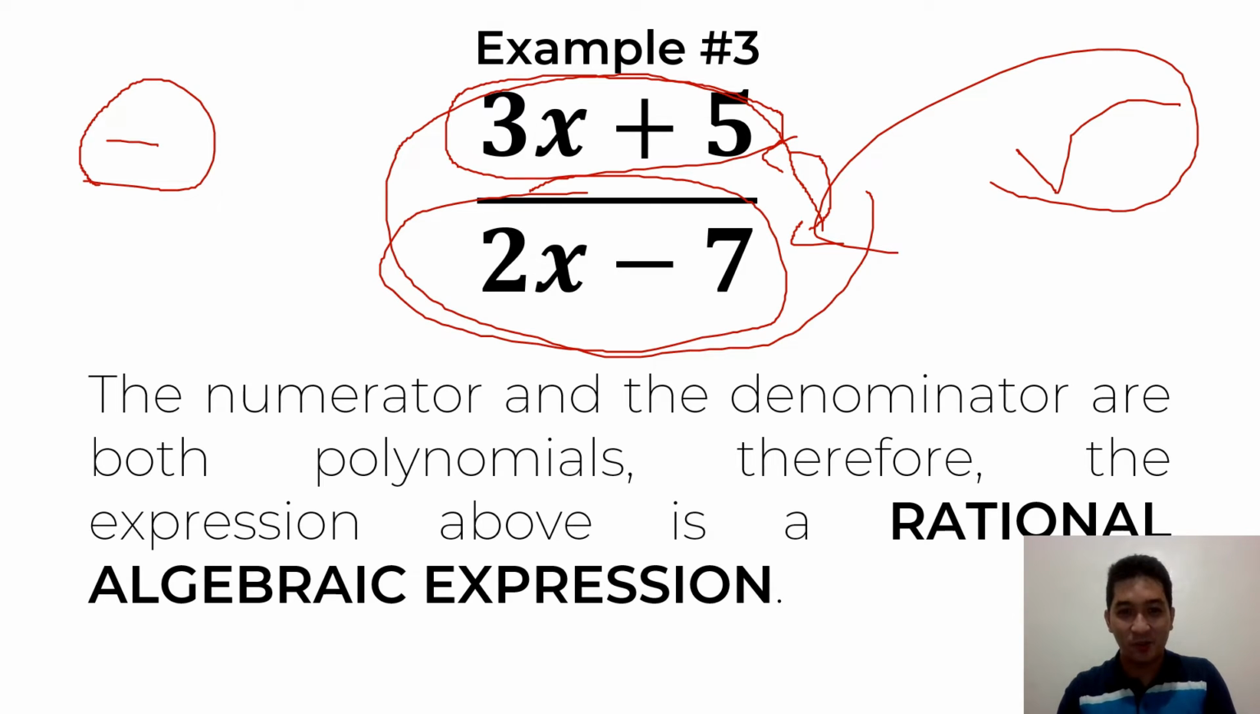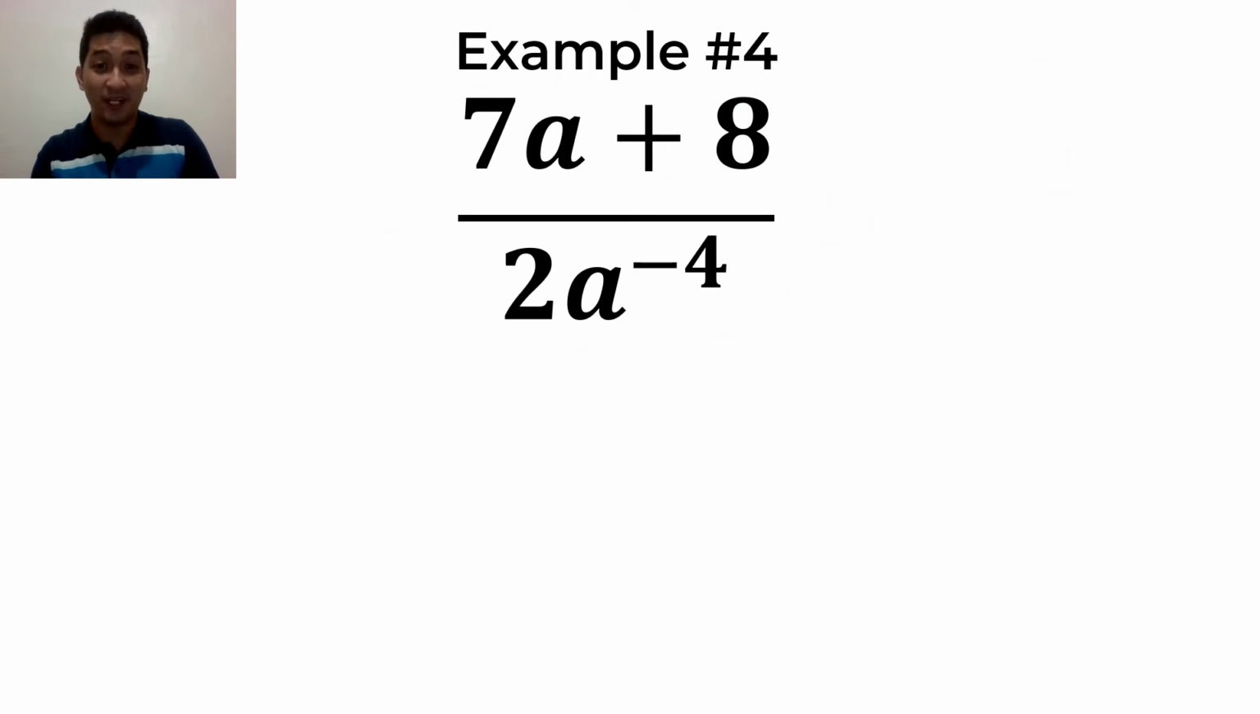Okay? Let's go with example number 4. Okay. Let's take a look at this one. We have 7a plus 8 all over 2a raised to negative 4. Again, I will read it again. 7a plus 8 all over 2a raised to negative 4. Now, take a look at the basic rules. Ito po ba ay rational algebraic expression?